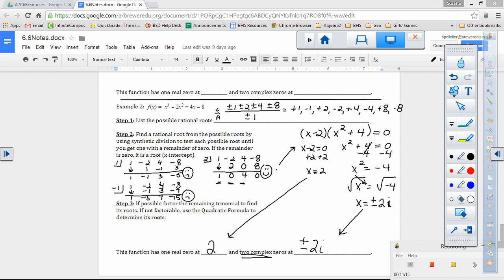So again, if you can manage to get through these 2 examples and be able to successfully find the roots, you've done everything we've asked you to do for this chapter.